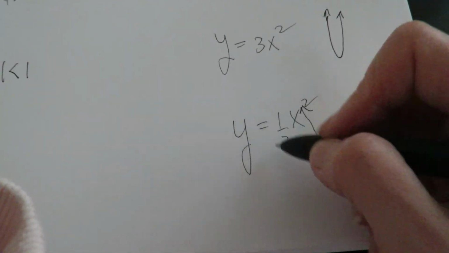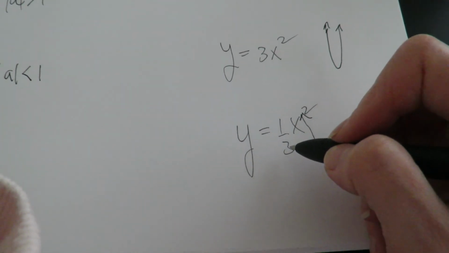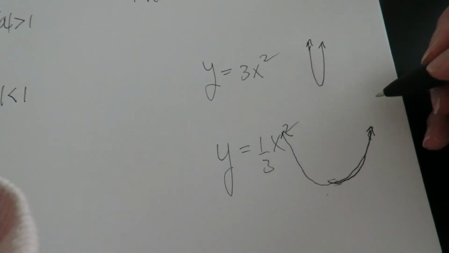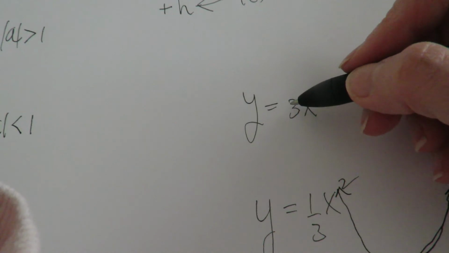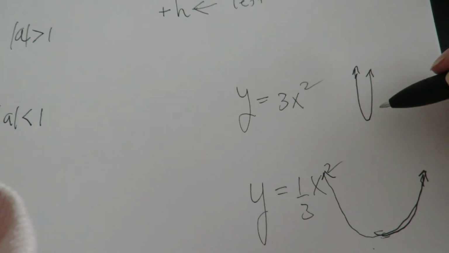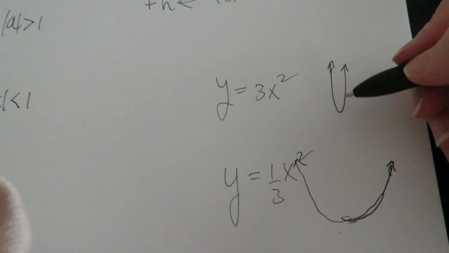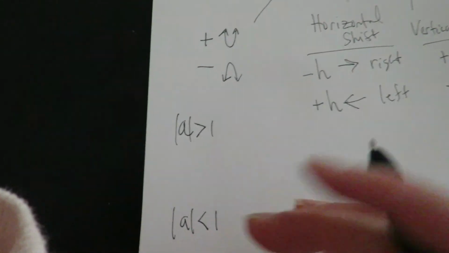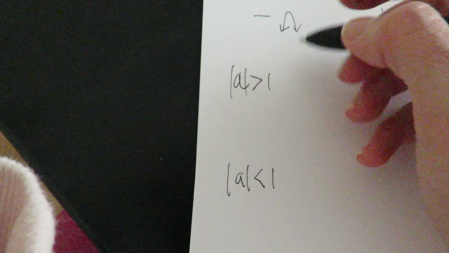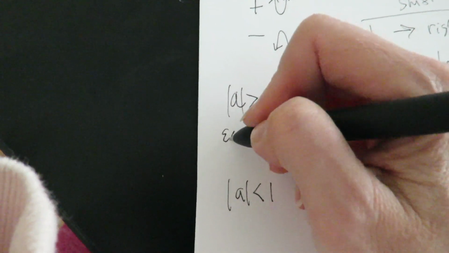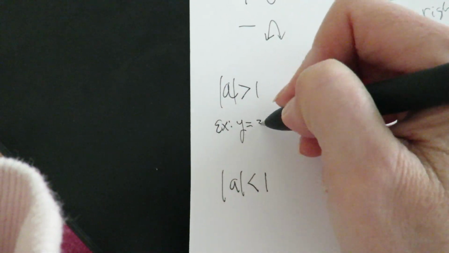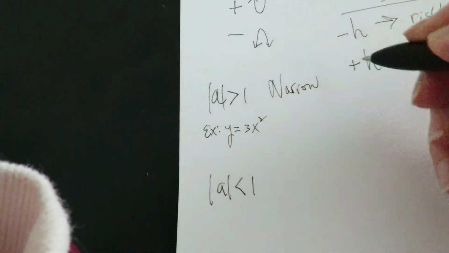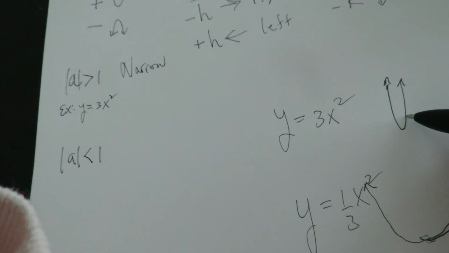When you put something less than 1 in the front, it makes it harder for it to get some speed, some height. Whereas if you put something greater than 1 in front, you're pushing it up a lot faster, and the function shoots up. So greater than 1 would be the example I just did, y = 3x². What that does to your graph is make it narrow.